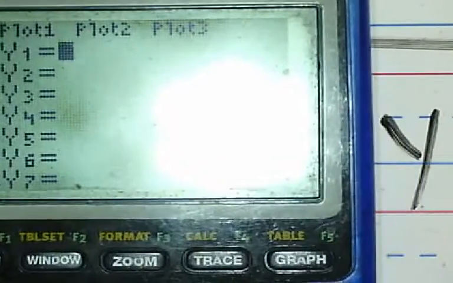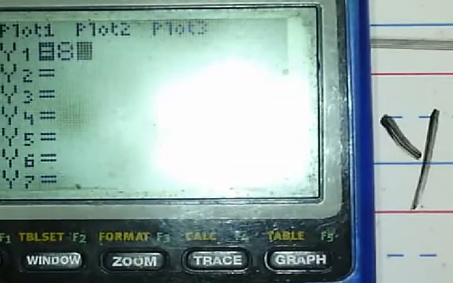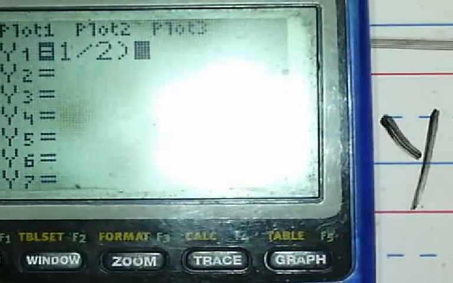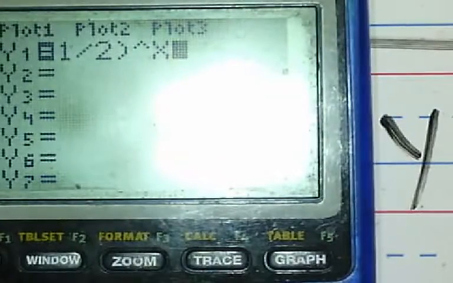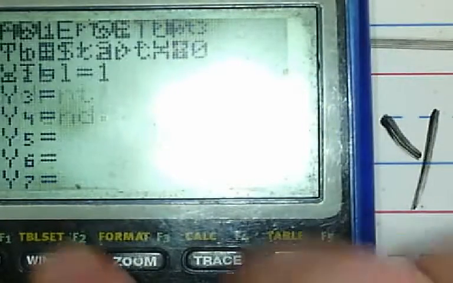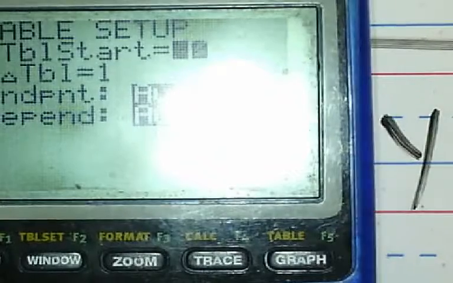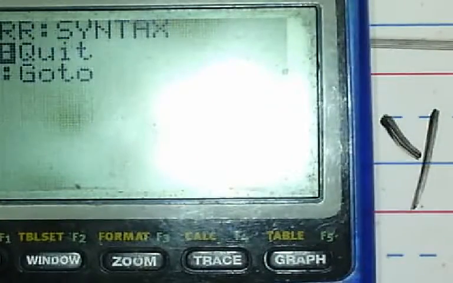So, what did I say? I had 8 parentheses 1/2. So 1 divided by 2 raised to the x power. Now then, if I look at my table, if I start at 0, whoops, what am I doing?